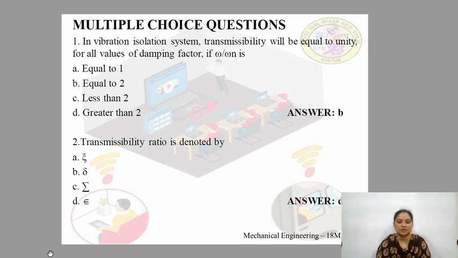Now, looking at the second question: transmissibility ratio is defined by, there are four symbols given as options. One is zeta, second is delta, third is the summation symbol, and the fourth symbol is E. As we discussed, transmissibility ratio may be indicated as TR or E. Therefore, the right answer is option D.